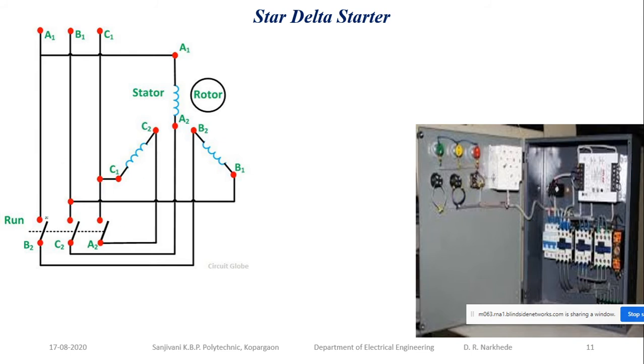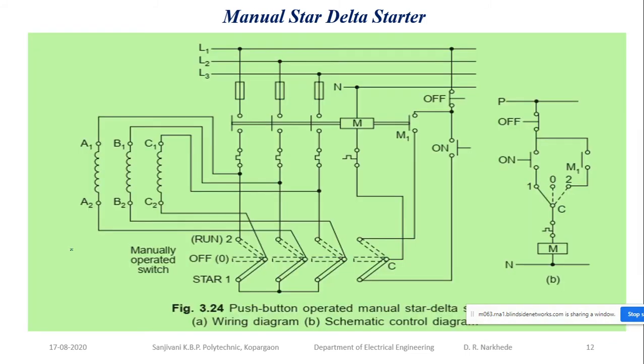When I want to run the motor, I'm going to connect it to the star. And once it is running, I'm going to just change this switch and it is going to be connected to the delta over here. So this is my manual star delta starter, which will look like this. This is the winding of the motor, basically your stator winding.